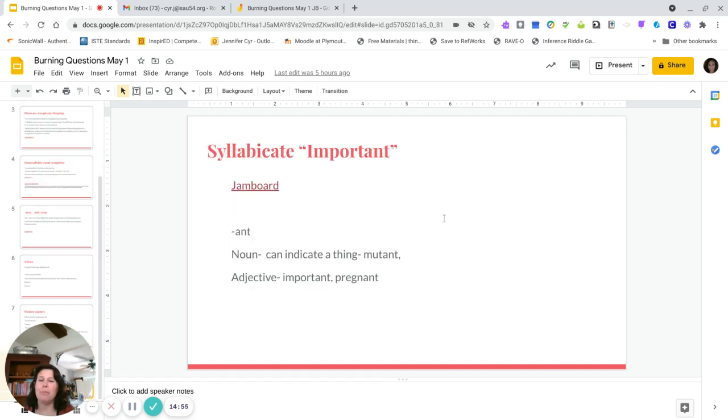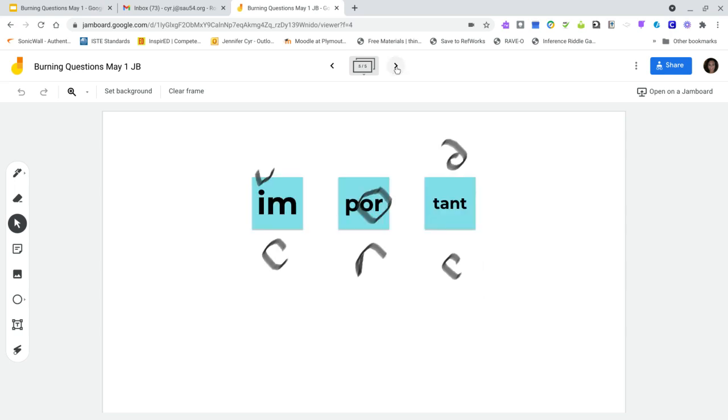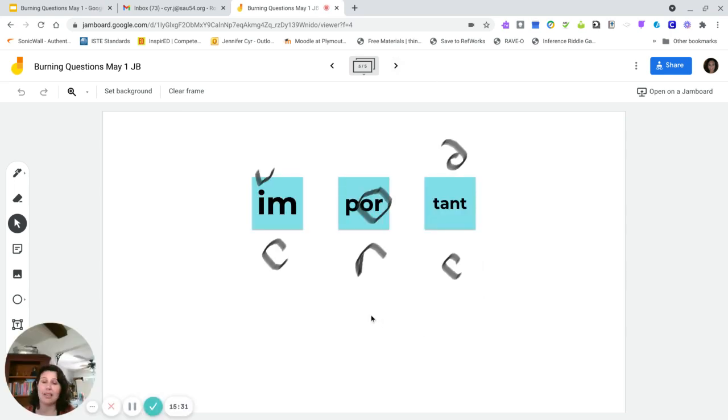All right. We had another question asking us to syllabicate the word important. So let's think about important. First thing you've got to think about is that morpheme A-N-T that says ent. There's another schwa, right? The A-N-T makes things into a noun, okay? So it can indicate a thing like a mutant, and it can also indicate an adjective, like something that is important or someone who is pregnant. All right, so morphemes have meaning, but they don't always follow our sound rules. They're ruled by our articulation.